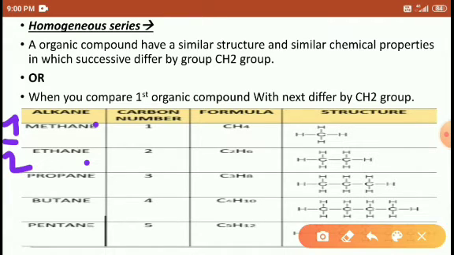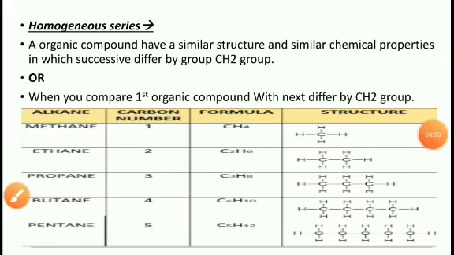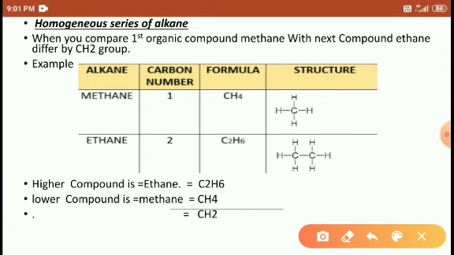How? I will tell you. And if you consider the second organic compound, ethane, and the next organic compound, propane, when you compare propane and ethane, the successive difference is CH2 groups. How? I will tell you. Look at here, the homologous series of alkanes. Here in alkanes, the first organic compound is methane and the next organic compound is ethane, we are comparing here.